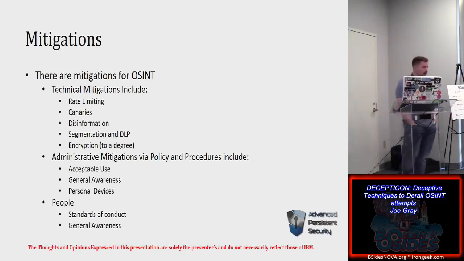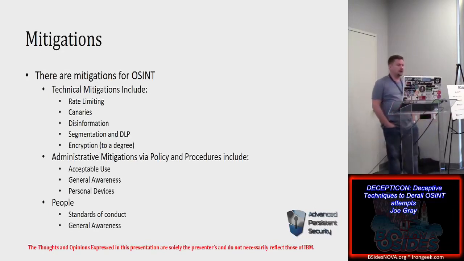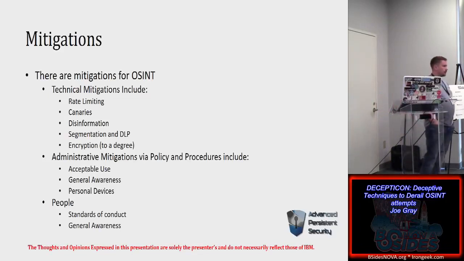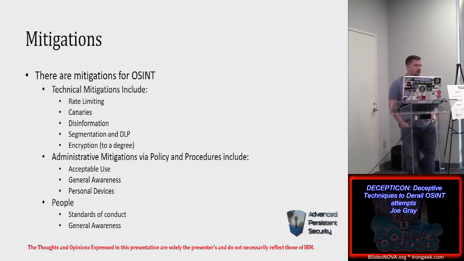Disinformation, we're going to get to that. Segmentation and DLP. It's a mitigation for OSINT, but at the same time, that's one of those things where we're trying to prevent people from just putting crap out there. Encryption, yeah, it's not going to do everything, but it can do some things. If you're hemorrhaging files that could be used for OSINT, but they're at least encrypted, more than likely whoever's after you is going to move to the next target.